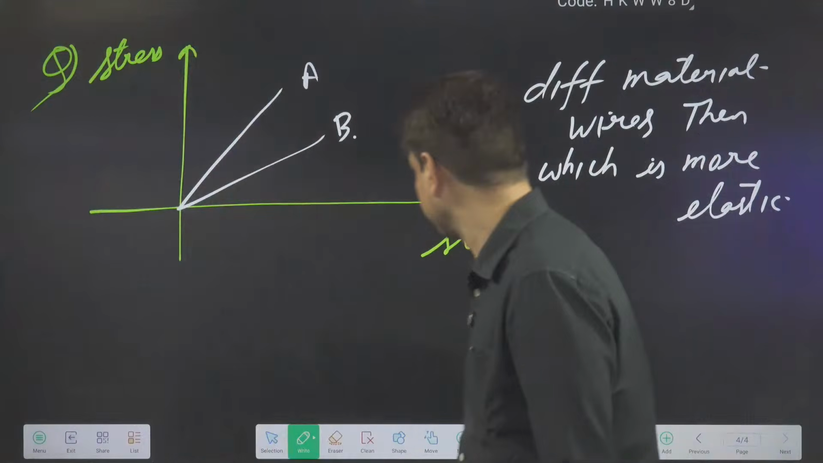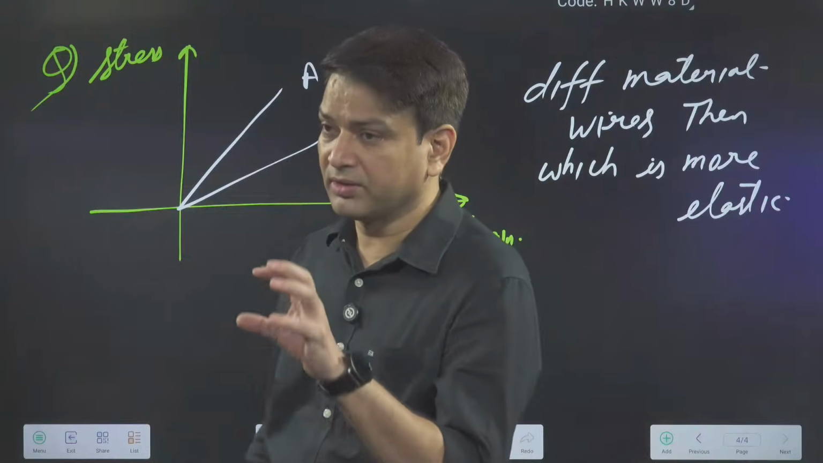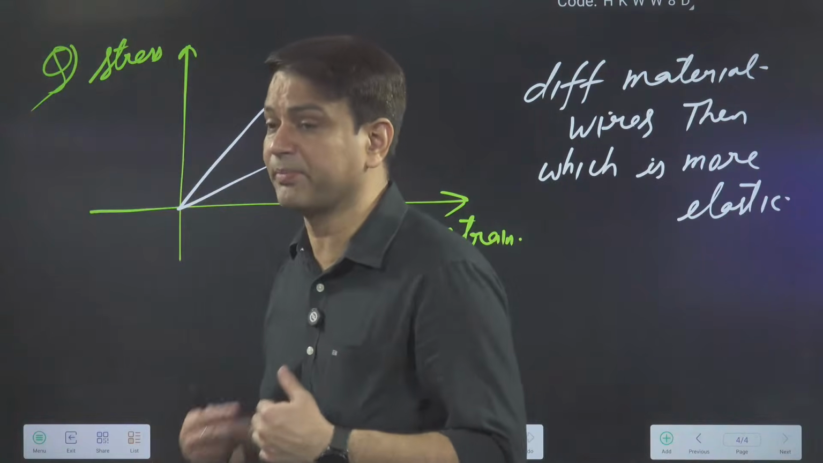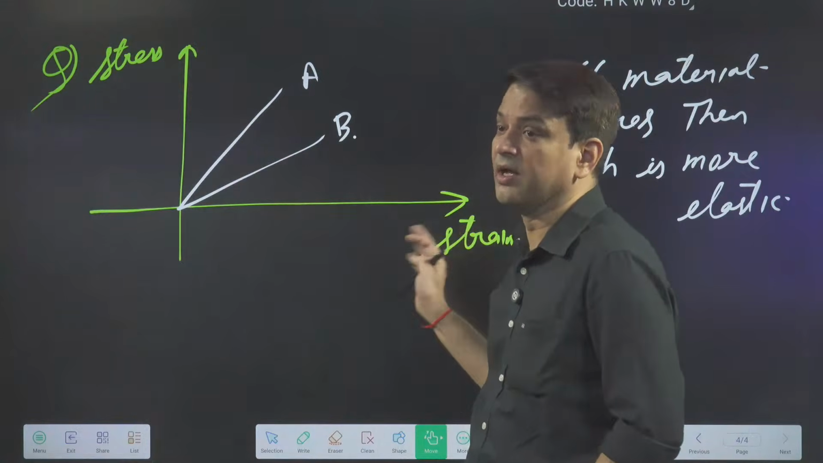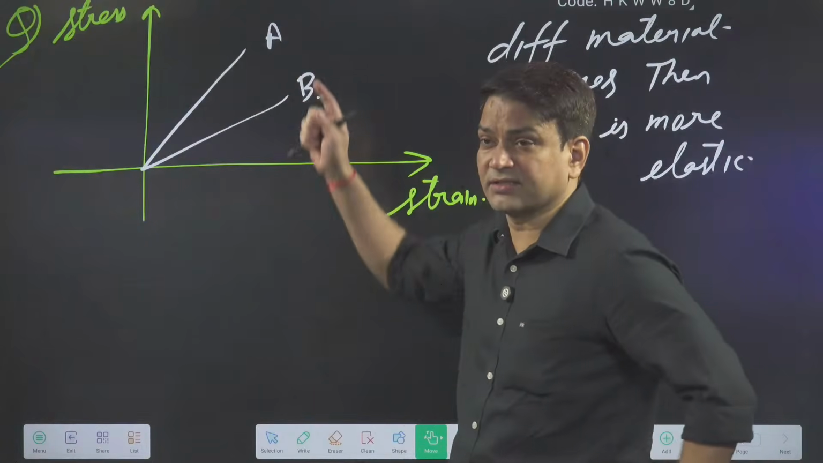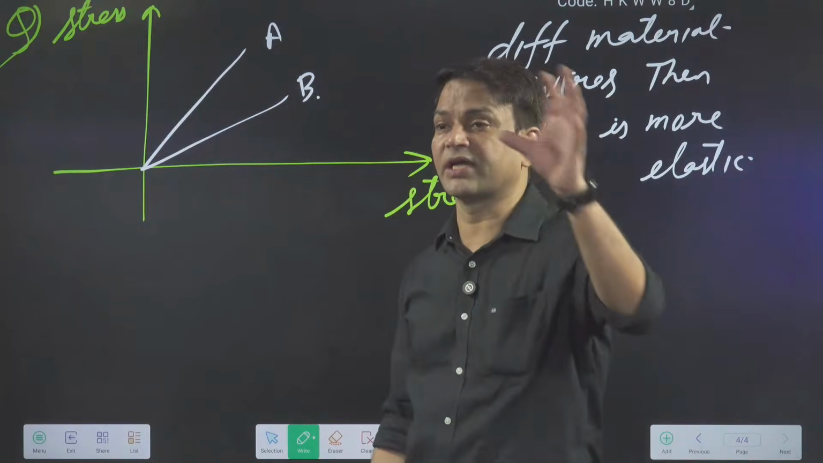Now listen. One thing, when you are solving any problem of the graph, see the X and Y axis first. Maybe we take stress on the Y axis and strain on the X axis, but maybe they can be reversed also. So here I gave the Y axis as stress, X axis as strain. Then we will think about the relation between them.